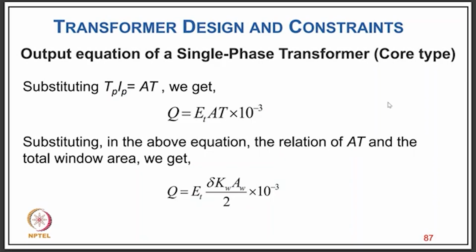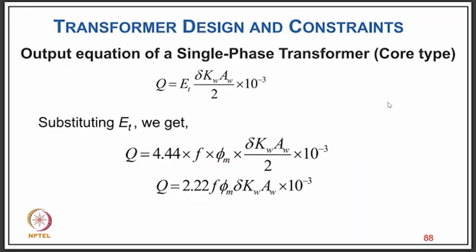So here we can say Q equal to ET into AT into 10 power minus 3, and substituting the above equation, the relation between AT and the total window area, we get Q equal to ET into sigma KW AW by 2 into 10 power minus 3. And now substituting ET, what is ET? A voltage induced in a single turn. It will be Q equal to 4.44 F phi m into sigma KW AW by 2 into 10 to the power minus 3. A factor of 2 is cancelled out, so Q equal to 2.22 F phi m sigma KW AW into 10 to the power minus 3.